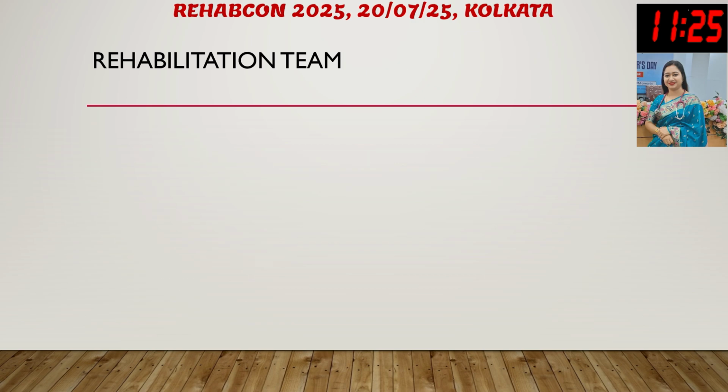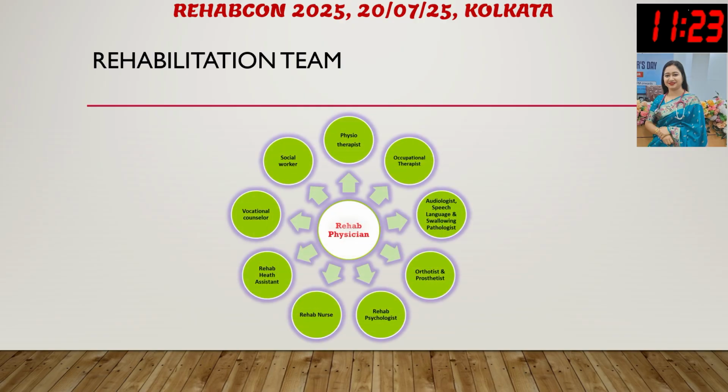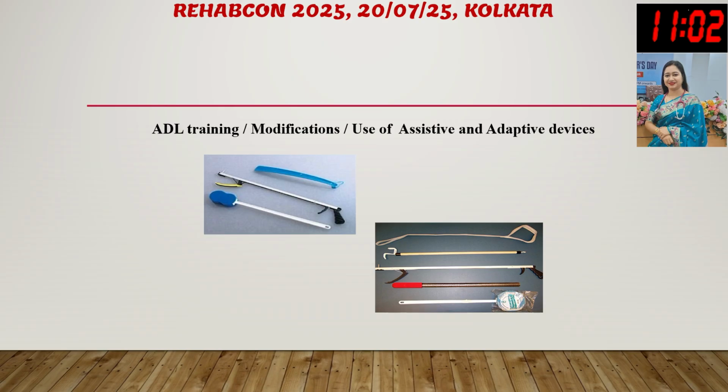Rehabilitation team has been emphasized by my previous speakers, and again I'll emphasize that rehabilitation is a team game. We have our physiotherapists, occupational therapists, speech language pathologists, orthotists, prosthetists, rehab psychologists, rehab nurse, rehab health assistant, vocational counselor, social worker, and our nutritionist in our team to make it a comprehensive care. Together we act to improve the functionality of the patient.